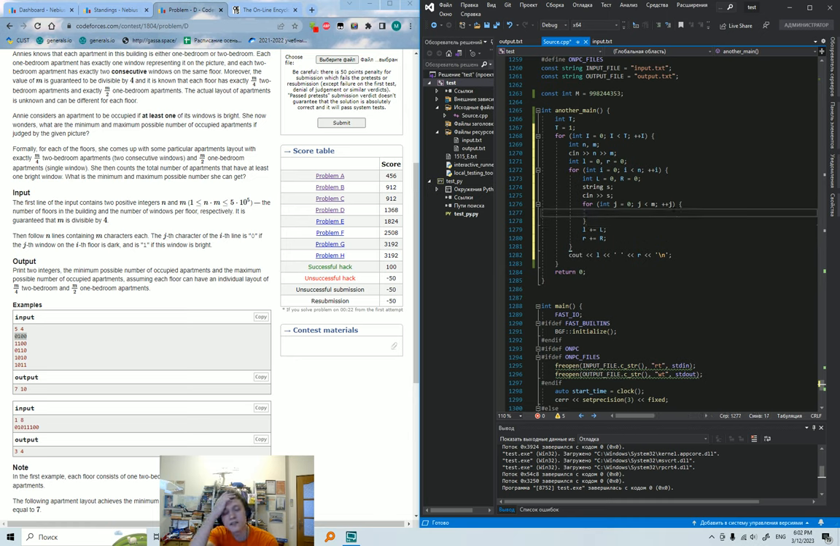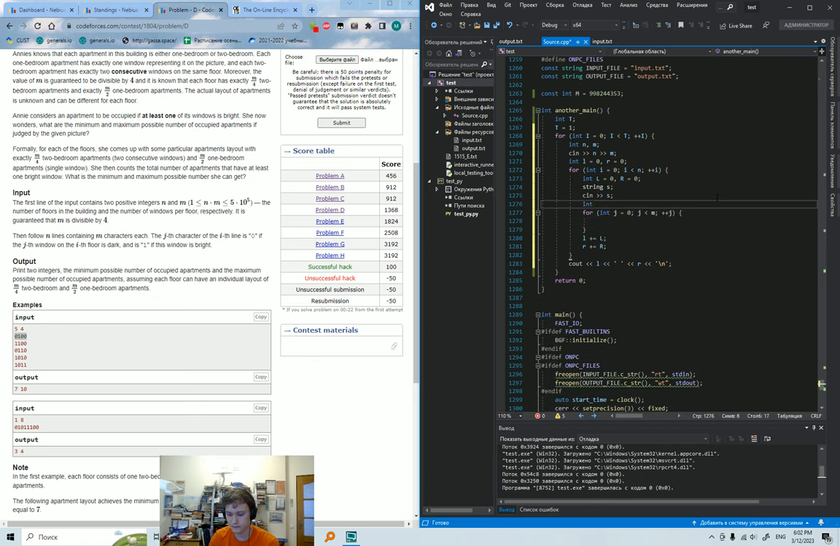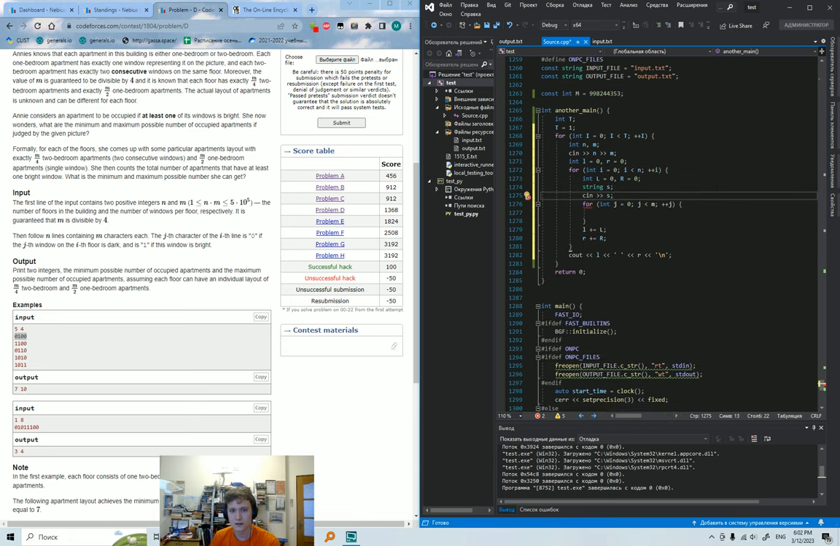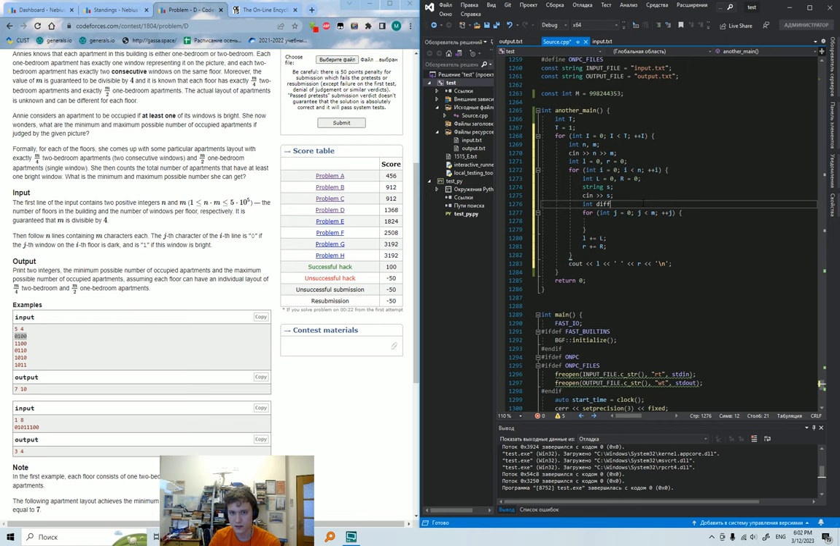So we have read this string S, and we find the number of different and same, and we can do it greedily, I guess. Can we do it greedily? Yes, we can do it greedily.